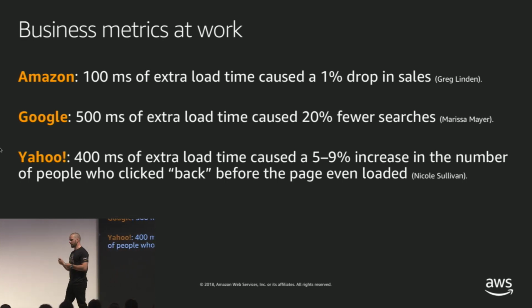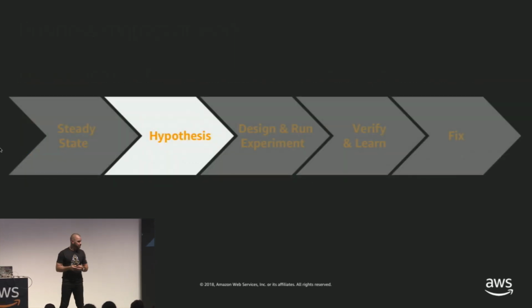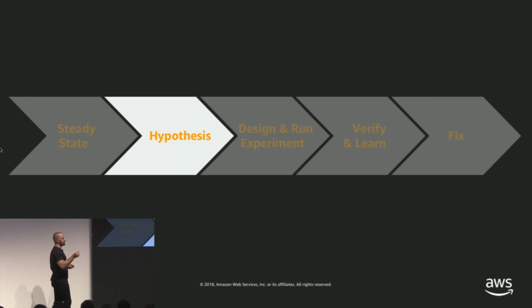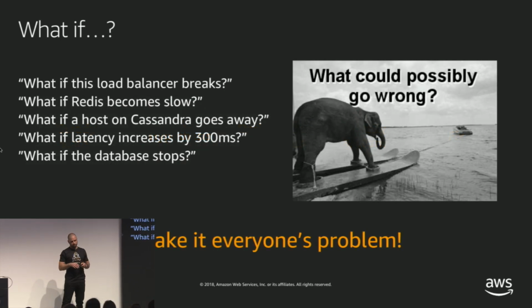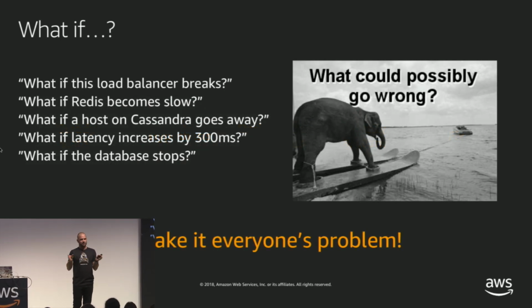So once you figure out what your steady state is, and you're able to monitor that steady state, you go into a hypothesis. And the hypothesis is exactly what I said before, is what happens if I switch off my database. When you do that, you have to get everyone in the room and ask yourself the question, right?